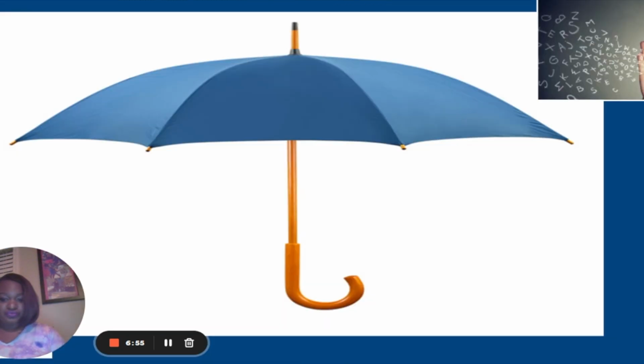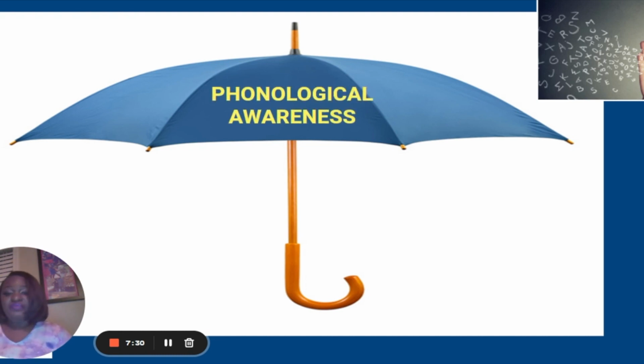On the next slide, there is a picture of an umbrella. Notice in the right-hand corner the diagram with the lady with her hand next to her ear. This reiterates what I just stated, that phonological and phonemic awareness are skills that we need to listen for in order to be sufficient. Here is the umbrella of phonological awareness.